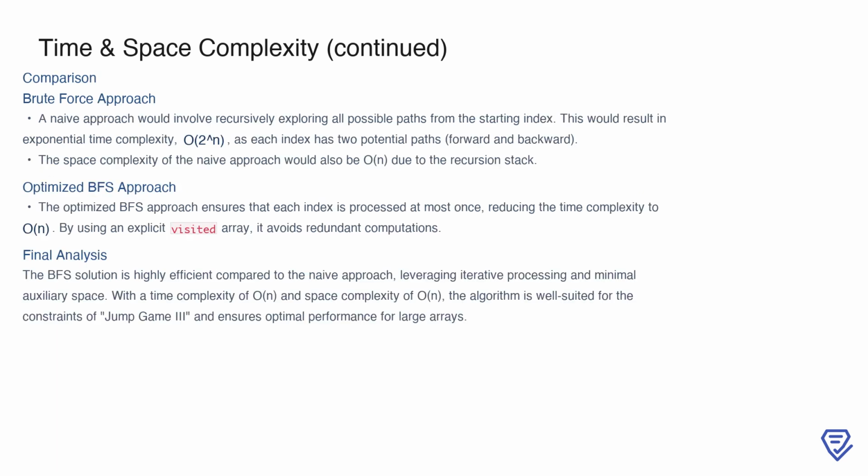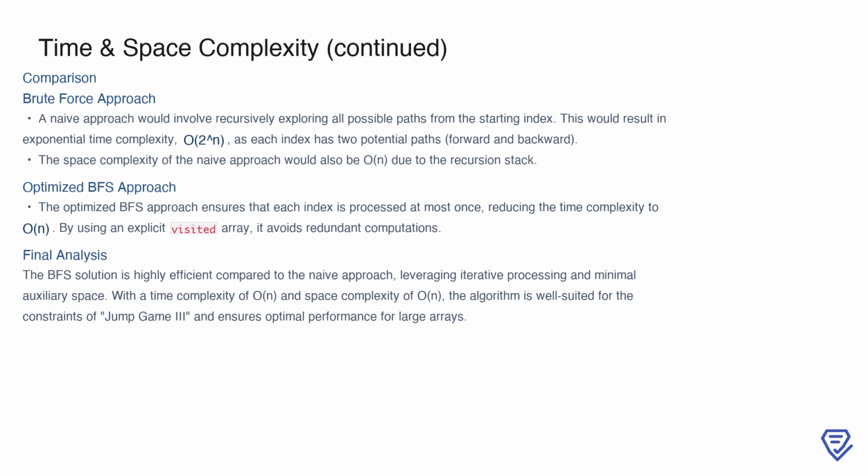Comparing the brute force approach to the optimized BFS solution highlights the efficiency of our algorithm. A naive solution would involve recursively exploring all possible paths from the starting index. Since each index has two potential jumps, forward and backward, this results in an exponential time complexity of O(2^n), which becomes infeasible for large input sizes.